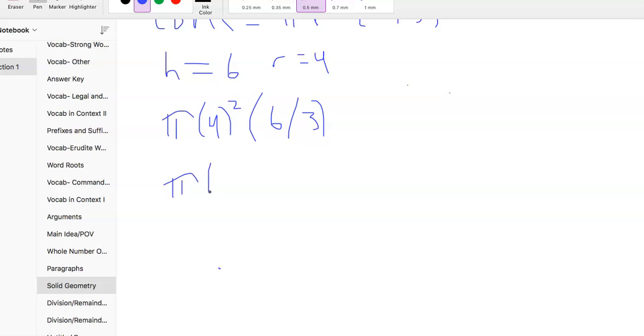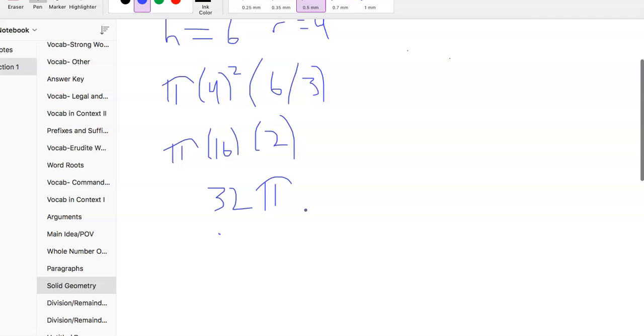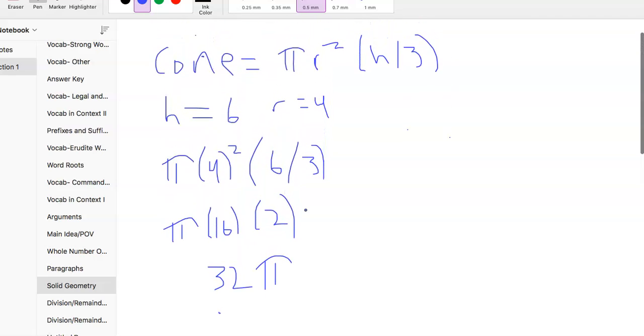Carry down our pi. 4 squared is 16. 6 divided by 3 is 2. Okay. We multiply 16 times 2 here. We'll get 32. And pi. So it's always the number first and then the pi. 32 pi. So there's our answer, right? So once we know the formula, and we just sort of plug this stuff in, there shouldn't be any place where you really get tripped up on the math, right? It's all pretty straightforward.